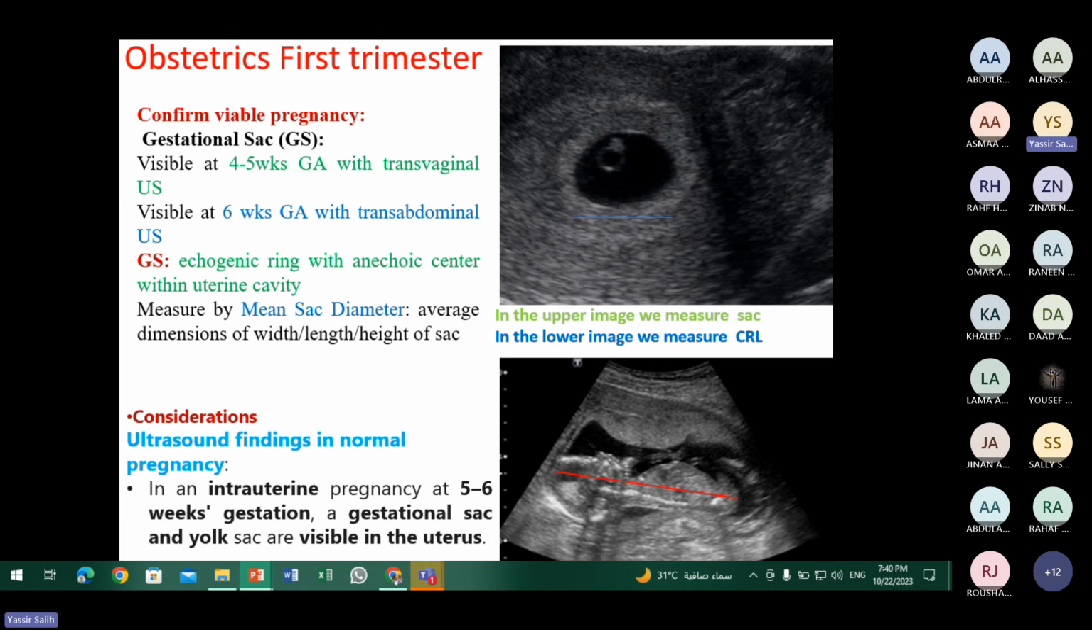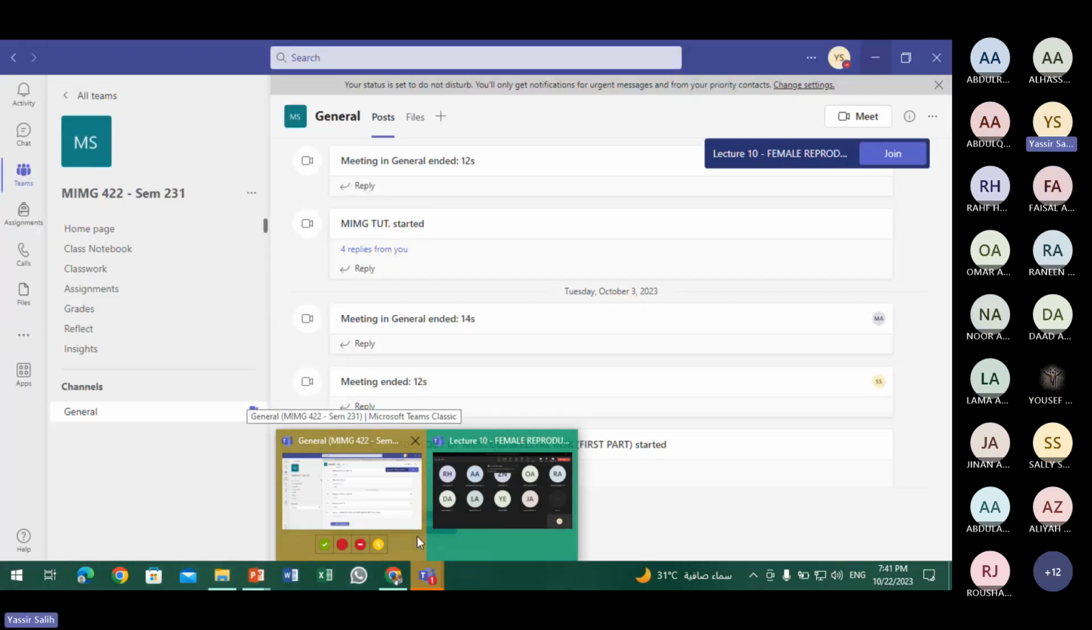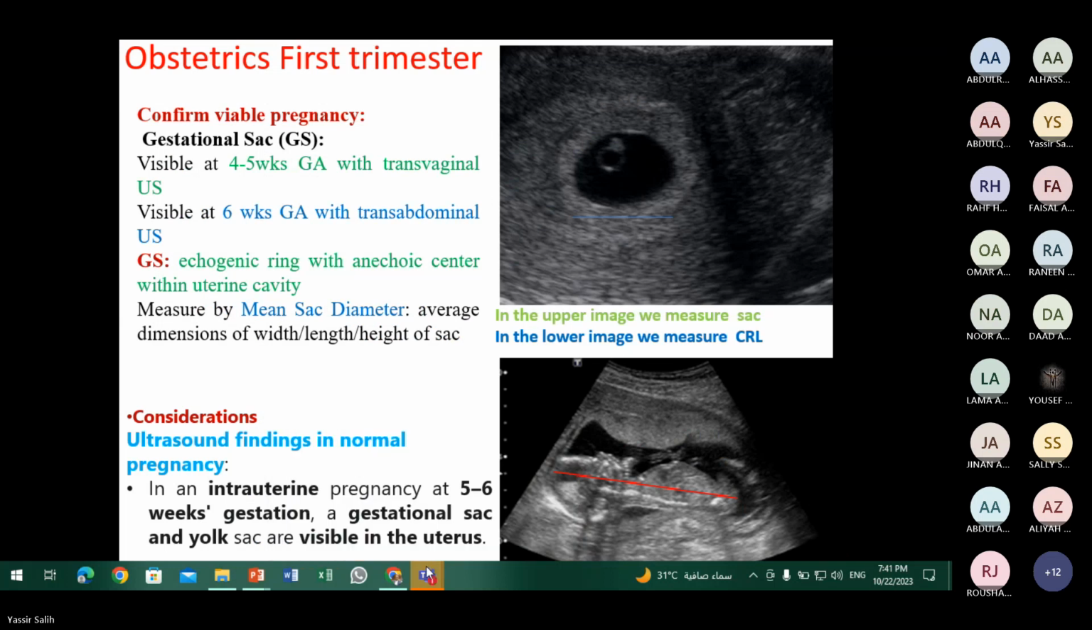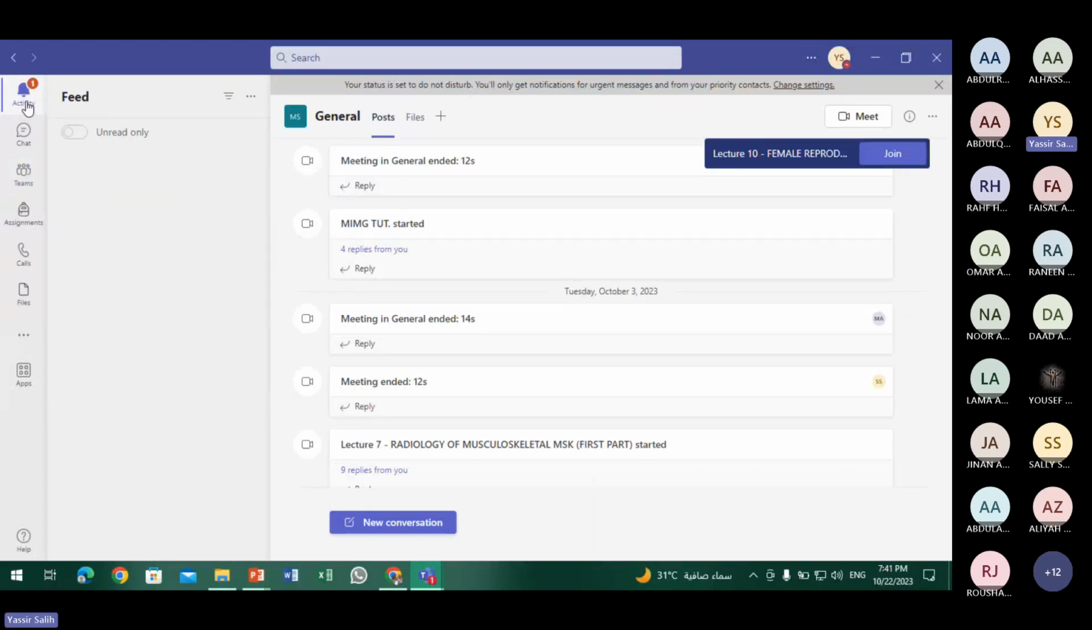Well, what is the first sonographic sign of pregnancy? What are the signs of pregnancy in the early stage? What do you see? Maybe yolk sac. Yolk sac seen. Is it too small to be seen? You can see the yolk sac, but what would be seen before the yolk sac?